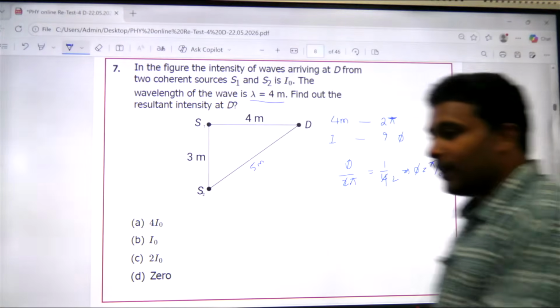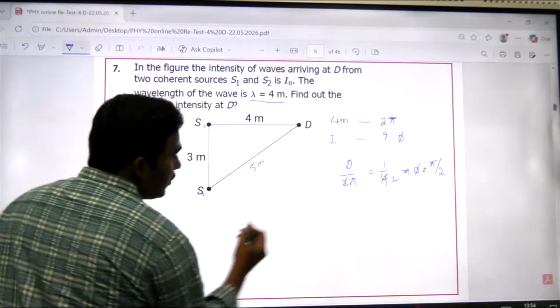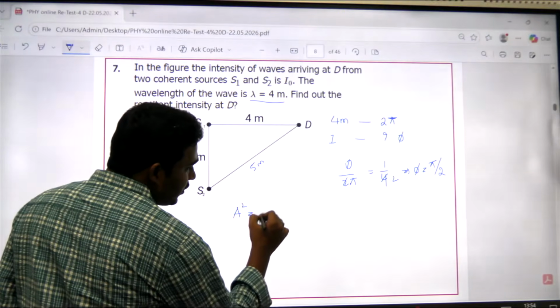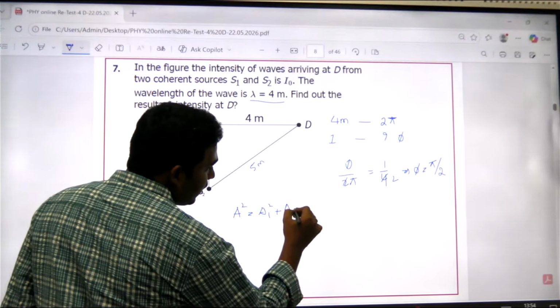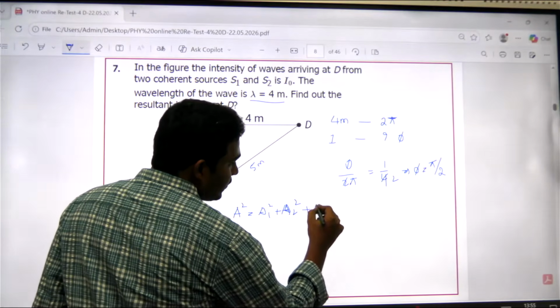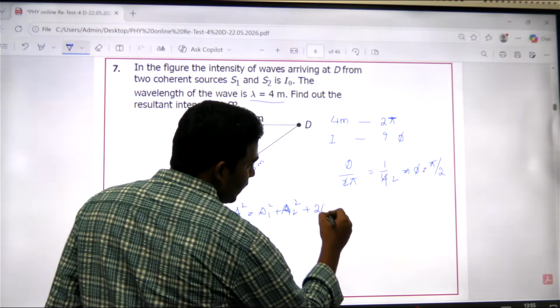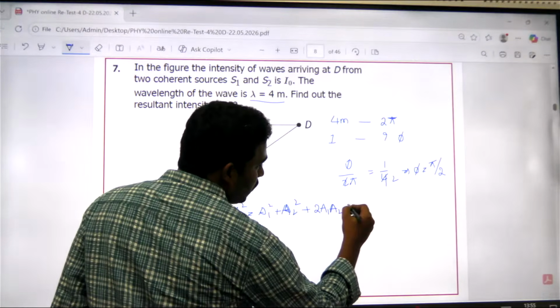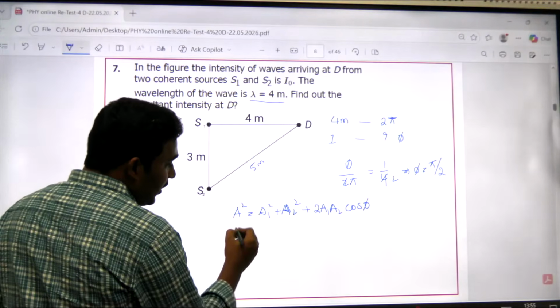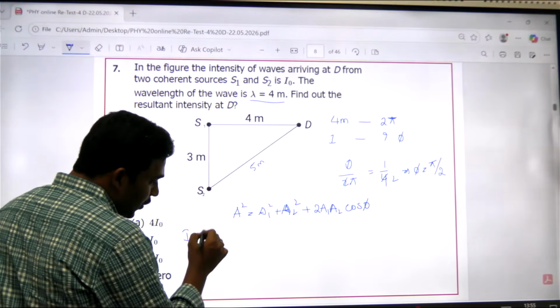Now how do you find the resultant intensity? We know that the resultant amplitude square is equal to a1 square plus a2 square plus 2 a1 a2 cos phi. And we know that intensity is directly proportional to a square.